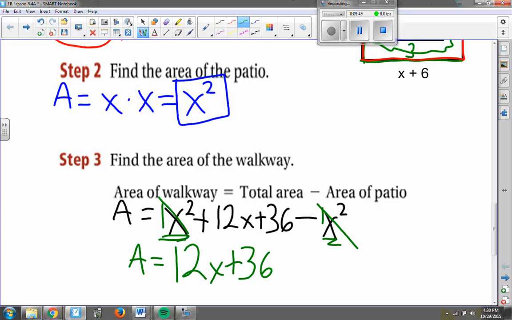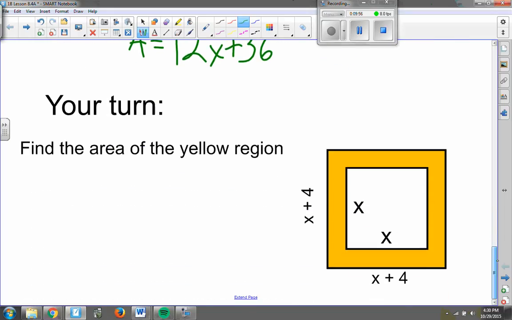Hopefully that makes sense. If you have questions about anything I did, please make a note to ask me in class tomorrow. What I would like you to do before you are done is this problem. Find the area of the yellow region. This is almost exactly the same process. The yellow is our walkway. And I would like you to find the total area, find the area of the white stuff inside, and subtract the two. So pause the video, do that, come back, I will show you the answer when we're done.